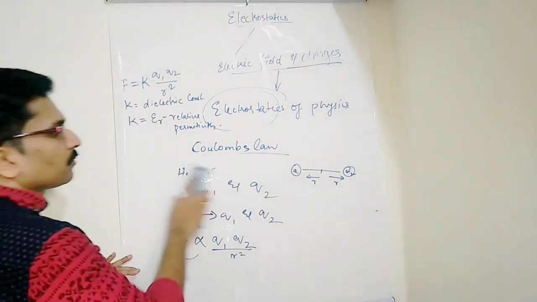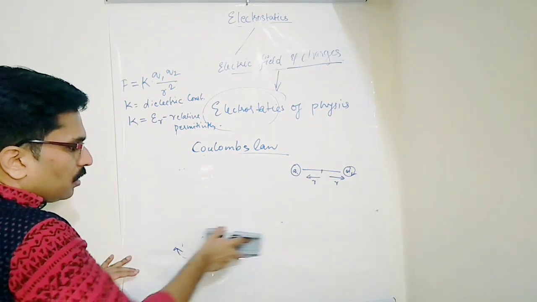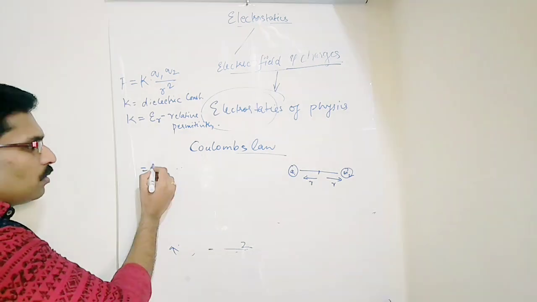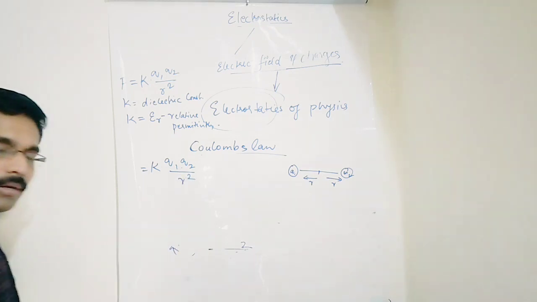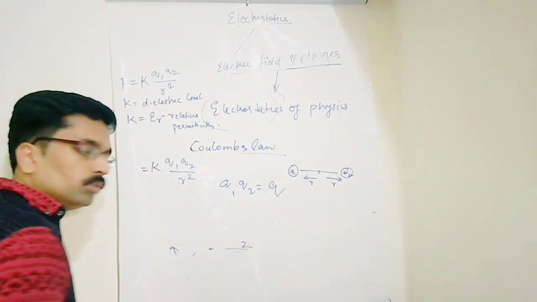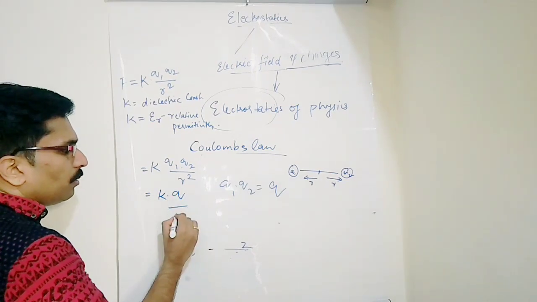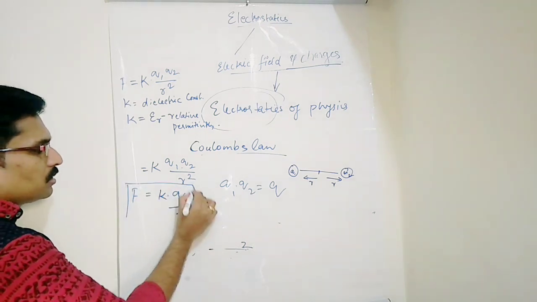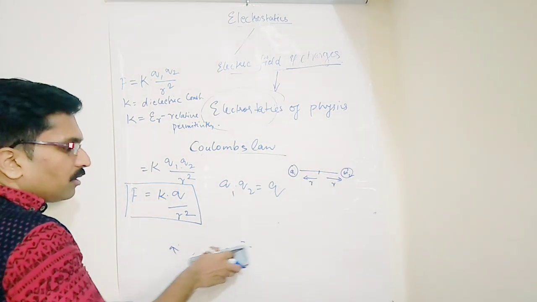So now, deriving the equation, we have F is equal to K q1 q2 by r square, and instead of q1 and q2 we can term it as q. So we can write K q by r square. So this is termed as Coulomb's law of charge.